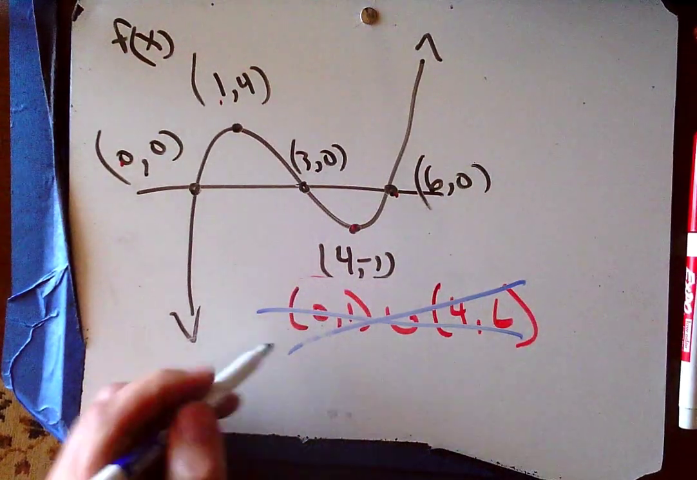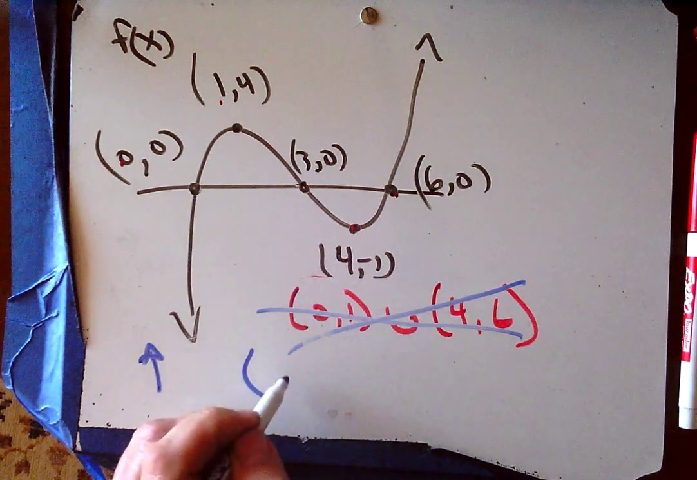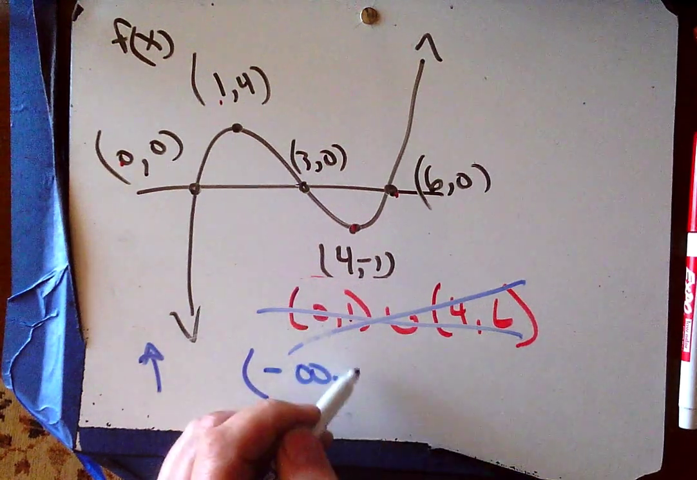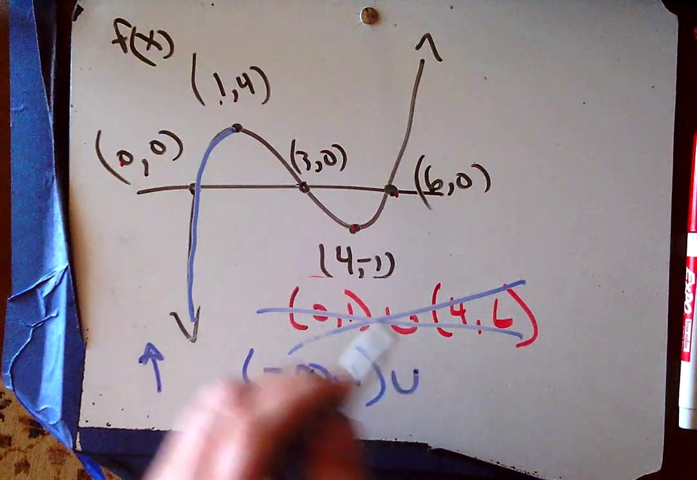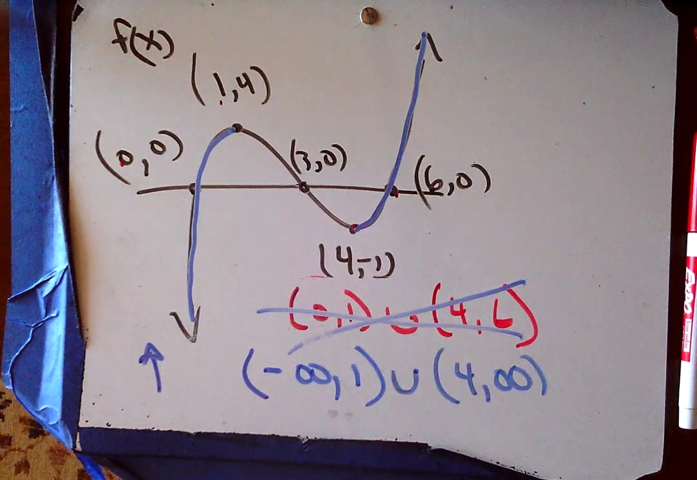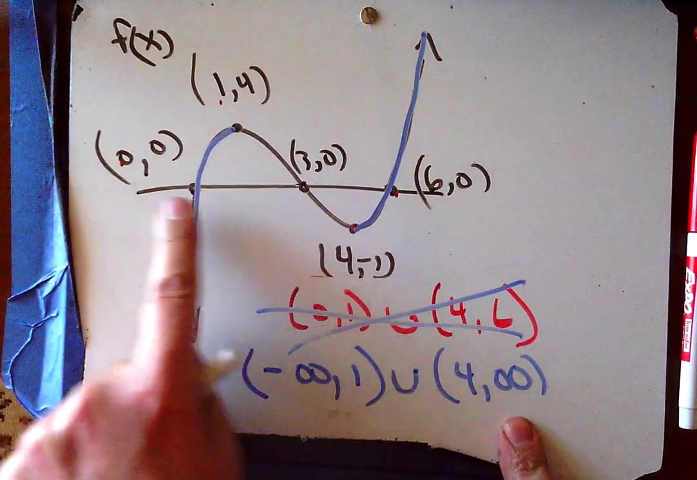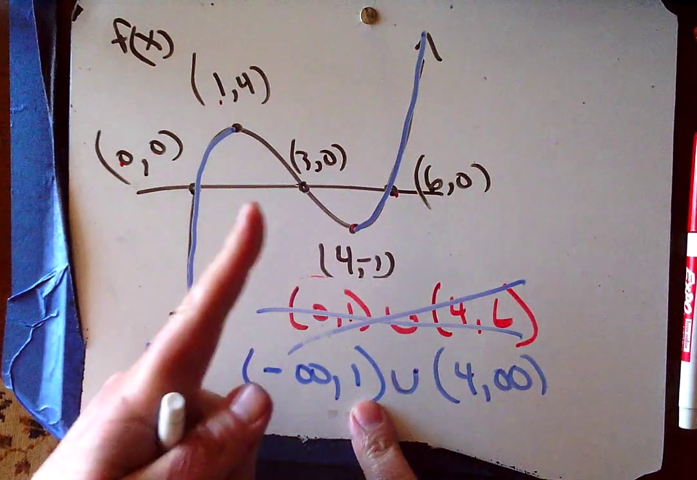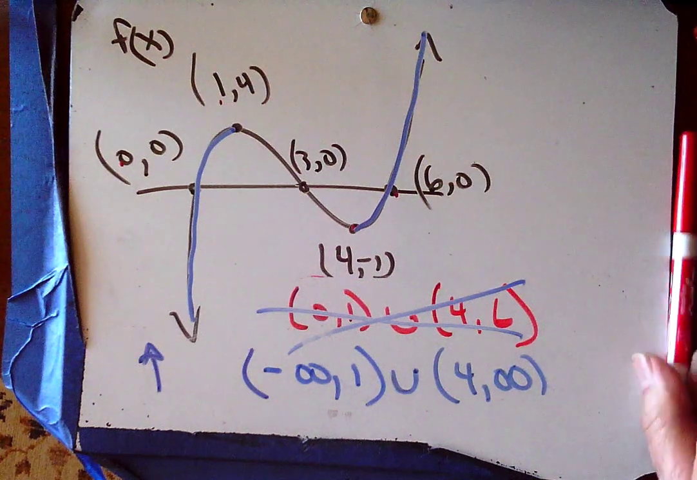So our domain needs to be, or when is f increasing, that region would be negative infinity to 0, no, to 1, because I'm looking for this whole positive slope thing, union 4 to infinity. Remember, these aren't y values, these are x values. As I go this way forever, the function is going to always be increasing. Okay? So there's increasing. Why don't you try decreasing now?